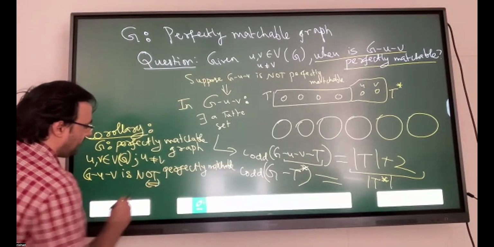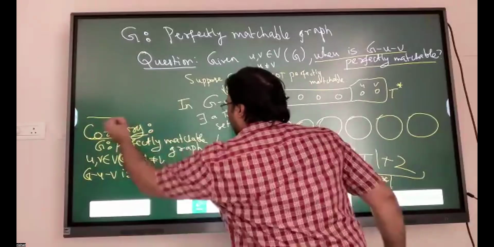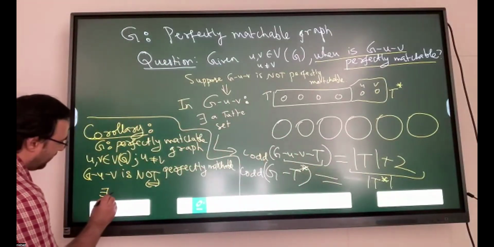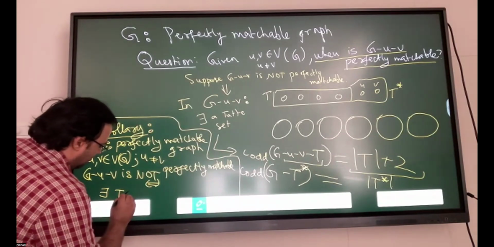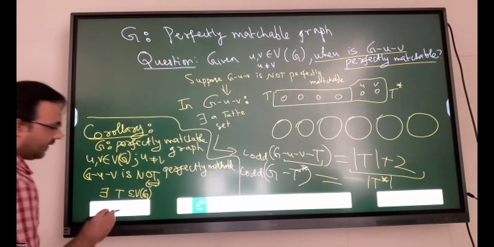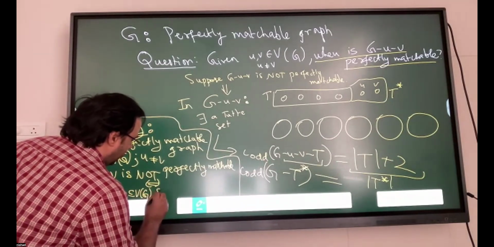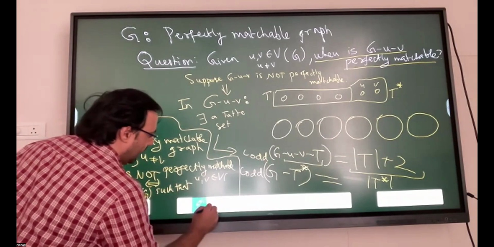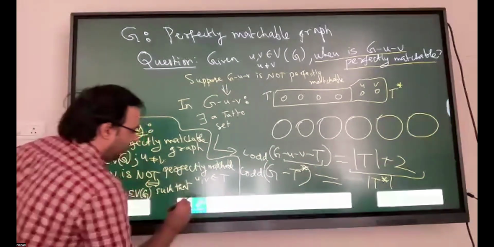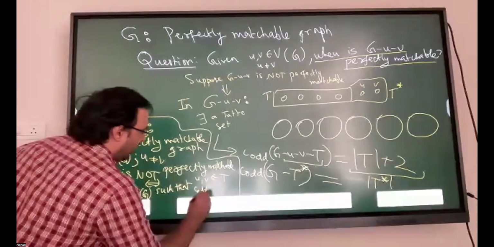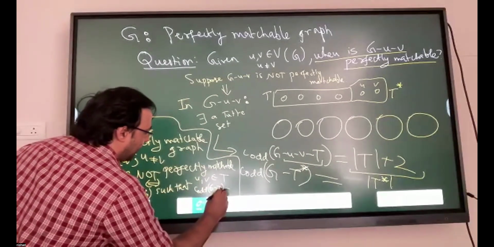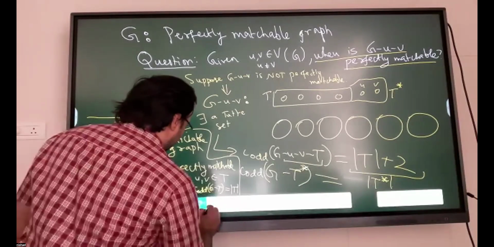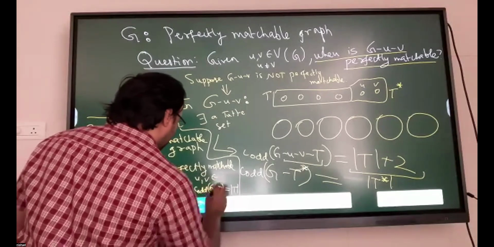if and only if there exists a set T in the vertices of G such that U and V are in this set, and the number of odd components of G minus T has the same cardinality as T. Let me change the name to B. This T is becoming confusing. I'll call it B, and you will see why I'm calling it B.